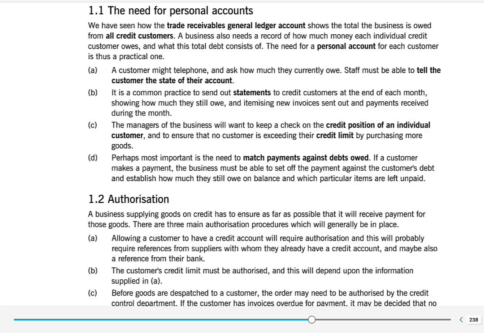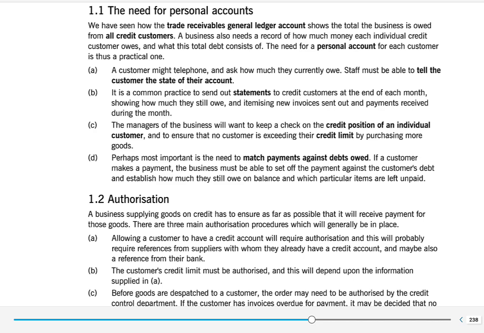1. Memorize the idea, not the wording. These are real business reasons. If you explain them clearly, you earn marks. 2. Use strong verbs in your answer. Tell, send, monitor, match, identify. 3. Always contrast total versus individual. Total is the control account. Individual is the personal account.